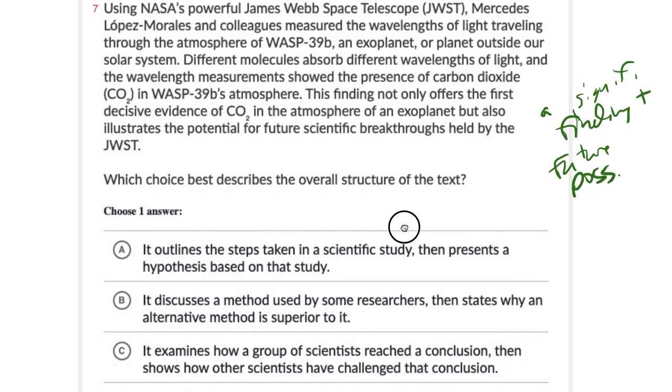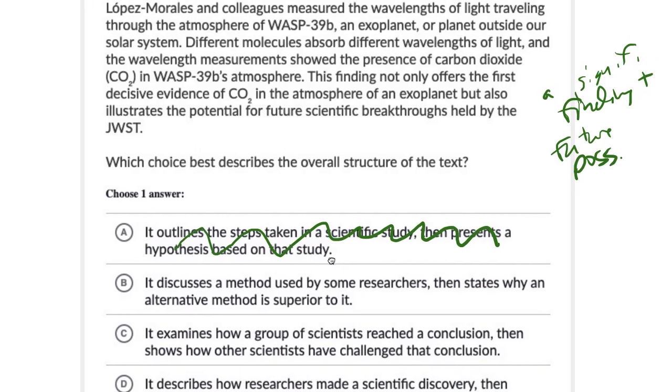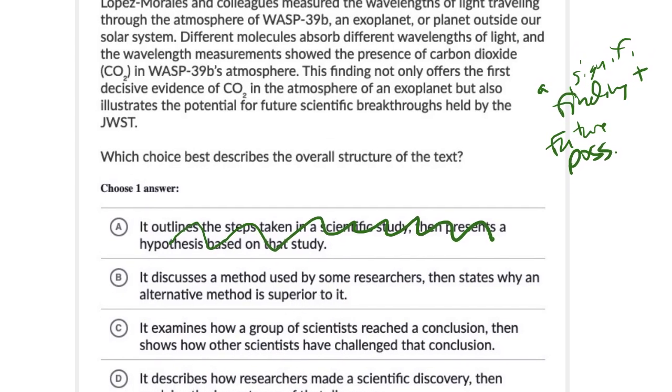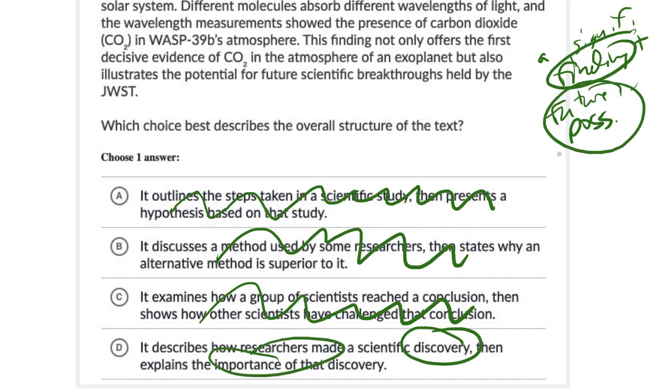Okay, the overall structure. It outlines the steps taken in a scientific study. No, it doesn't. That's enough to get rid of that. I also don't think it presents a hypothesis. It discusses a method used by some... No, it's not talking about alternative methods. It examines how a group of scientists reached a conclusion. No. It describes how researchers made a scientific discovery, then explains the importance of that discovery. So we could see there, it was a little rough, but discovery is a finding, and then it illustrates the potential for future scientific breakthroughs. Well, that's the importance. It says, hey, there's potential to do more.